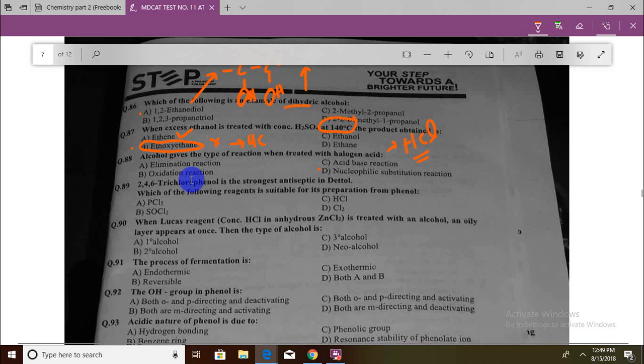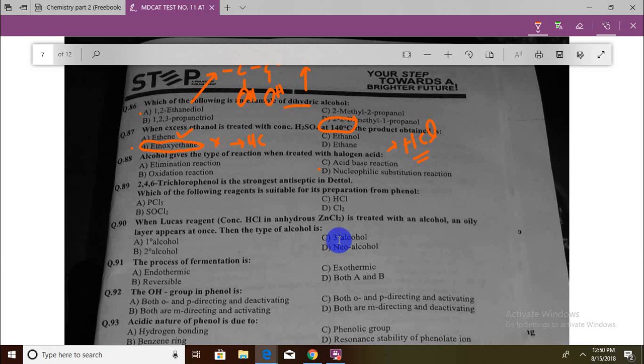So 2,4,6-trichlorophenol is the strongest antiseptic in Dettol, and it has already been mentioned that chlorine is often used in the manufacture of antiseptics. So which of the following reagents is suitable for its preparation? You need to realize that when we have phenol and we want to make 2,4,6-trichlorophenol, we're going to be using electrophilic substitution. So we need an electrophile. Now with Br2, it's a possibility. It can happen. You have Br2 in the aqueous format. The reaction will take place.